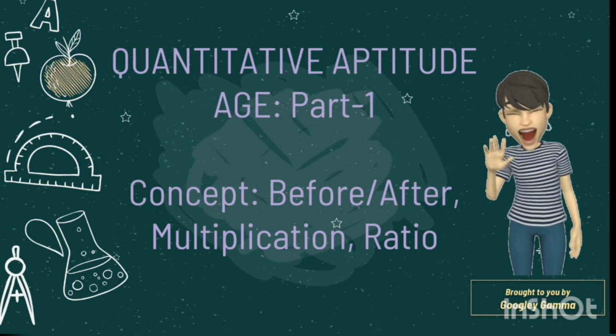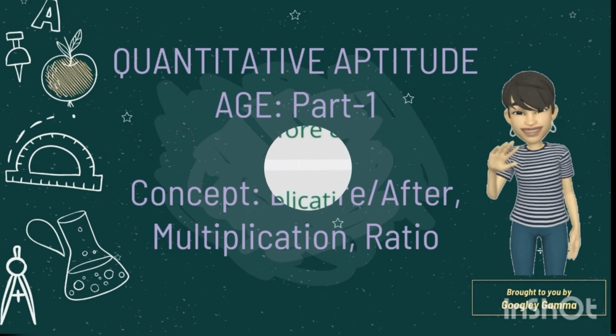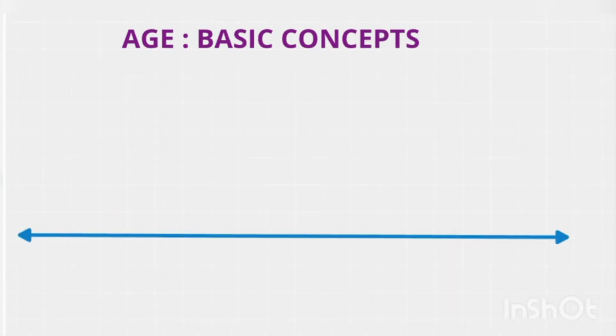This is an introductory video on solving problems on age. Let us learn the three fundamental concepts involved in these problems. The first one is before or after, that is, how to compute age before or after a certain number of years. To illustrate this concept, let us consider a timeline.